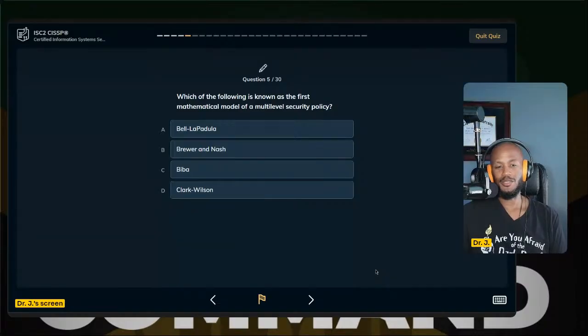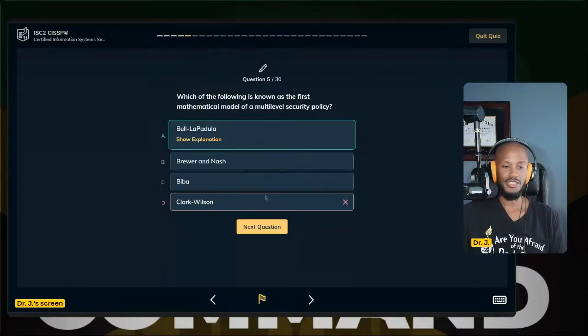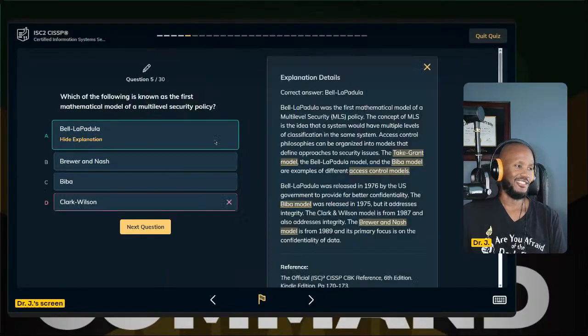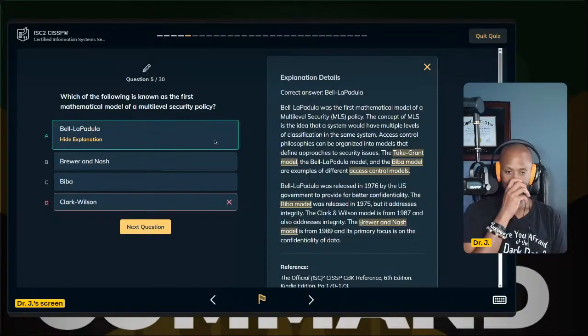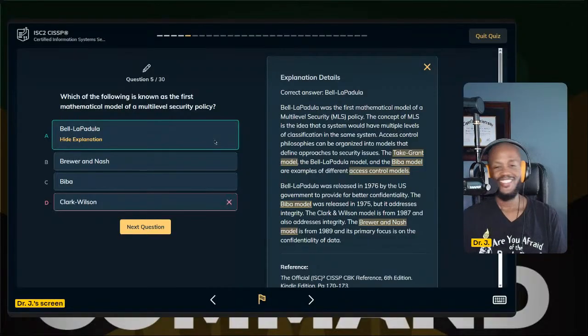I'm gonna go with Clark-Wilson. Okay. Again, this is a complete guess, and it wasn't. Jeez. I said normally Bell-LaPadula, man. Yeah, it always is. Well, I mean, I had no clue which one came first. I didn't know the historical meaning behind these, but yeah.